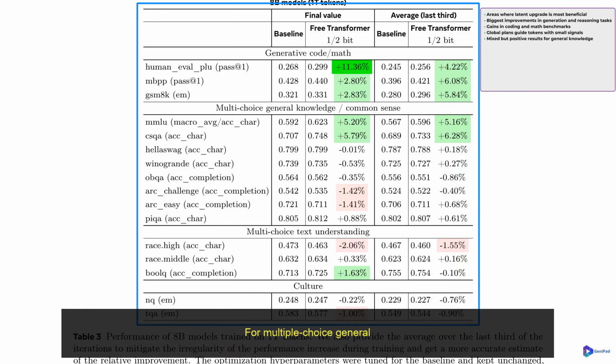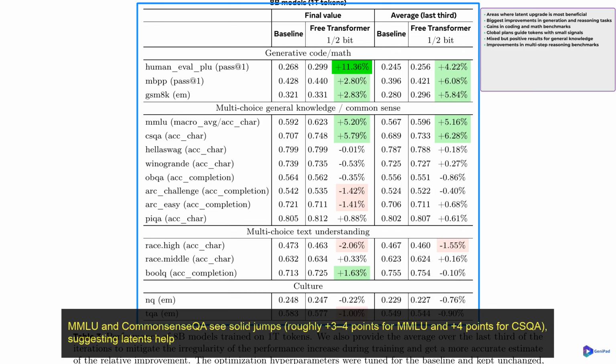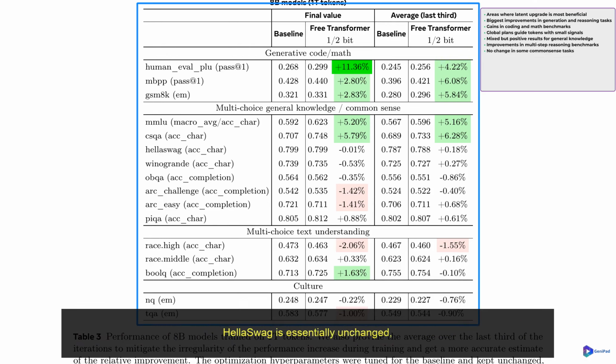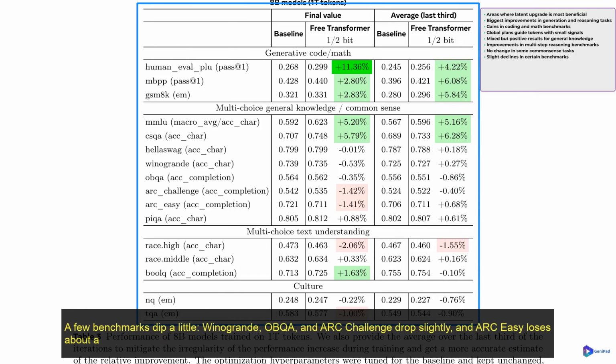For multiple choice general knowledge, the picture is mixed, but positive overall. MMLU and CommonsenseQA see solid jumps, roughly plus 3 to 4 points for MMLU and plus 4 points for CSQA, suggesting latents help with global context or strategy in multi-step reasoning. HellaSwag is essentially unchanged, and PIQA ticks up slightly. A few benchmarks dip a little. Winogrande, OBQA, and ARC Challenge drop slightly, and ARC Easy loses about a point.